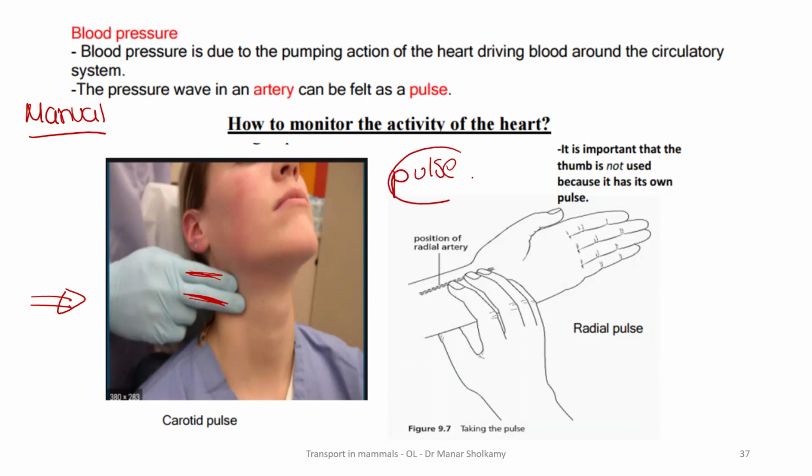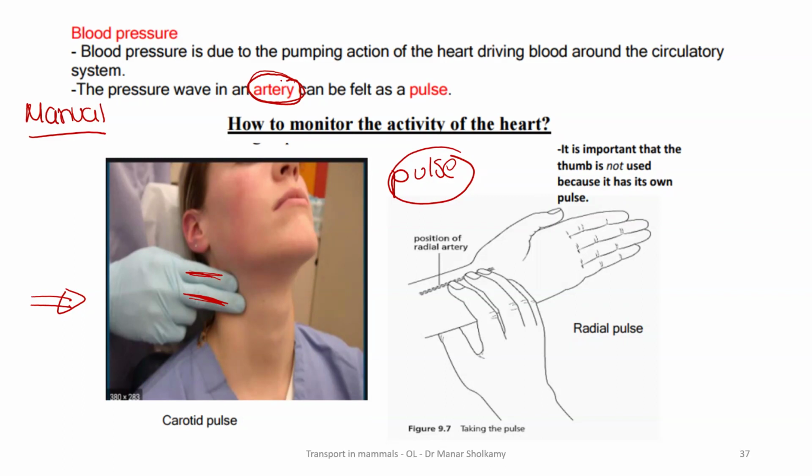What is the pulse? The pulse is feeling the pressure inside an artery, because the artery is the only blood vessel that has high pressure. I can never feel a pulse in a vein or a capillary. Never. It is impossible. I will only feel the pulse in an artery.